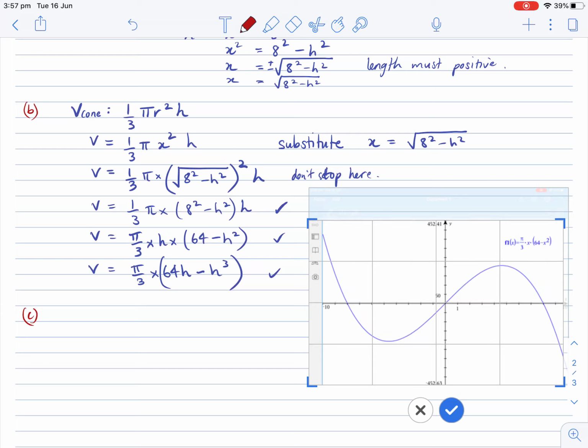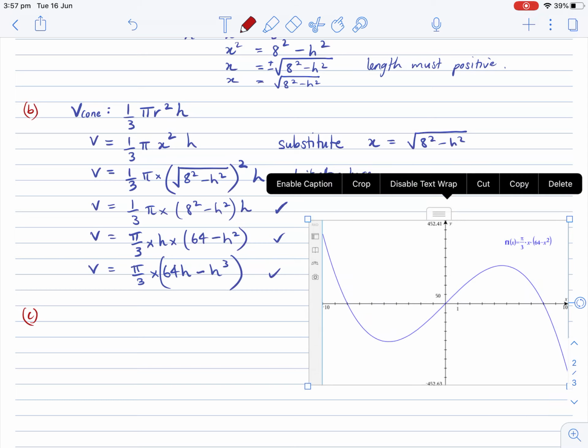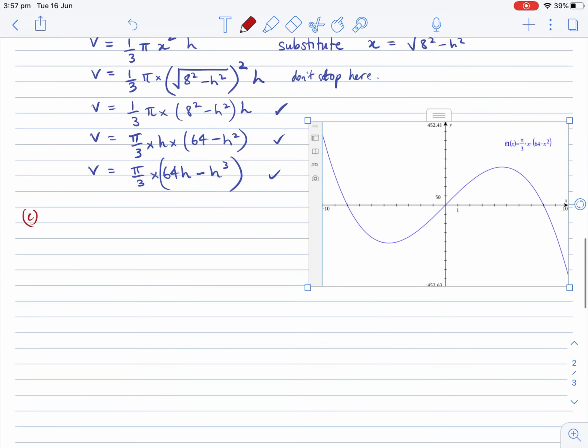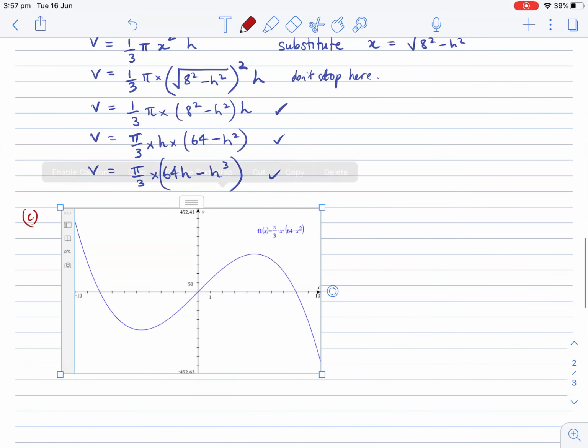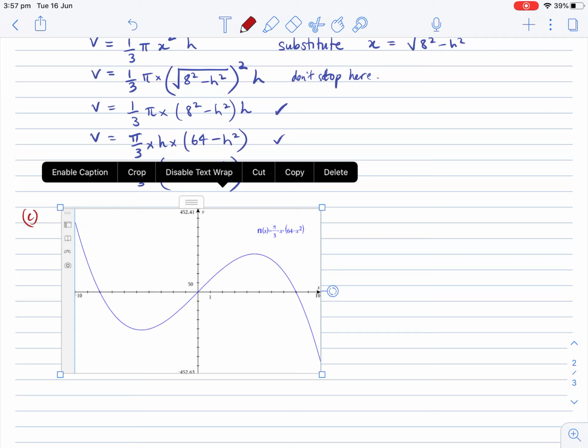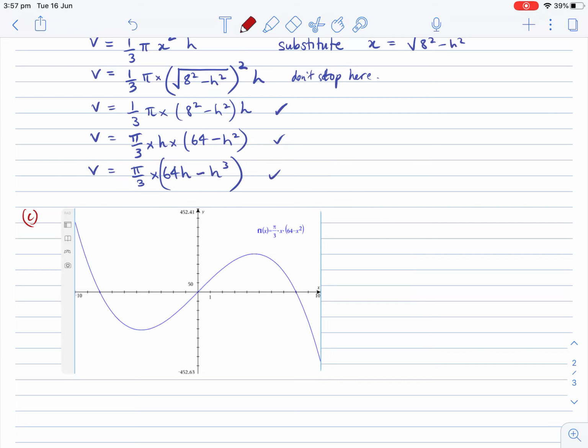I'm going to crop because I don't need that top bit, and I just need to go a little bit wider there. Beautiful. So here's my graph, and that's really nice that I can stick it straight in my notes like that. But let's interpret this before we move on. Let's actually stop, and rather than saying, hey, I've just got a graph, let's think about what it actually means.